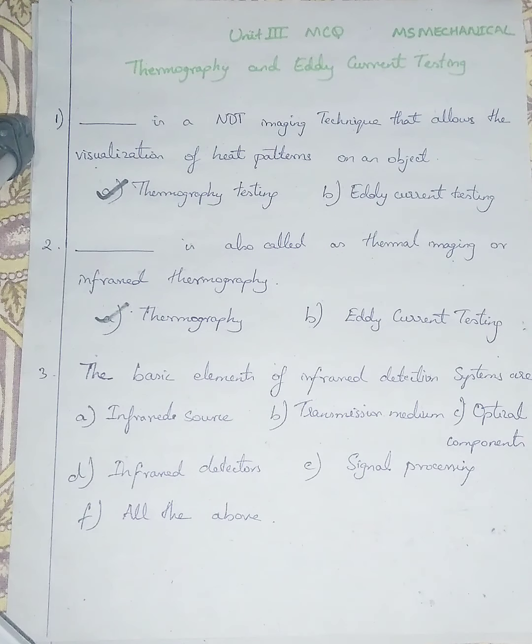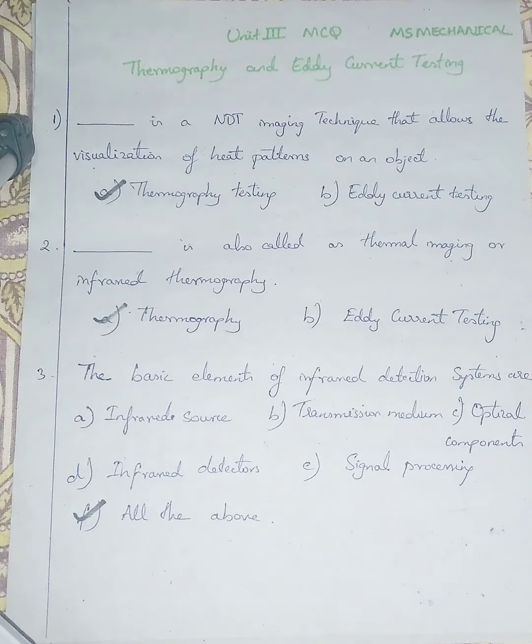Infrared detection system means the system used for detecting infrared rays. In that system we are using an infrared source. We will be having a transmission medium. We will be using an optical component. We will be using infrared detectors. And we will be using a signal processor for processing the signal. So I am going with option number A, all the above.